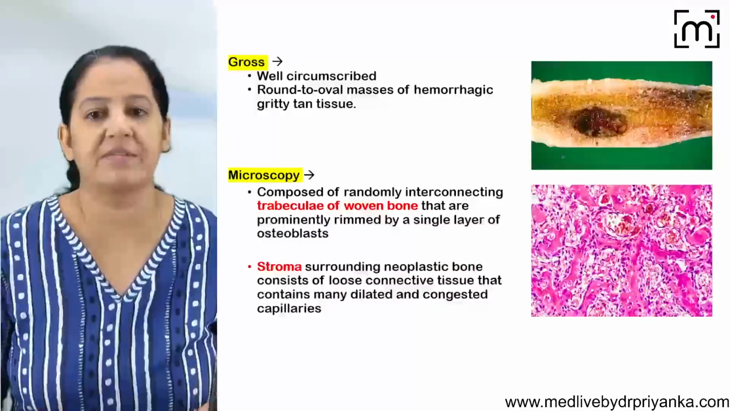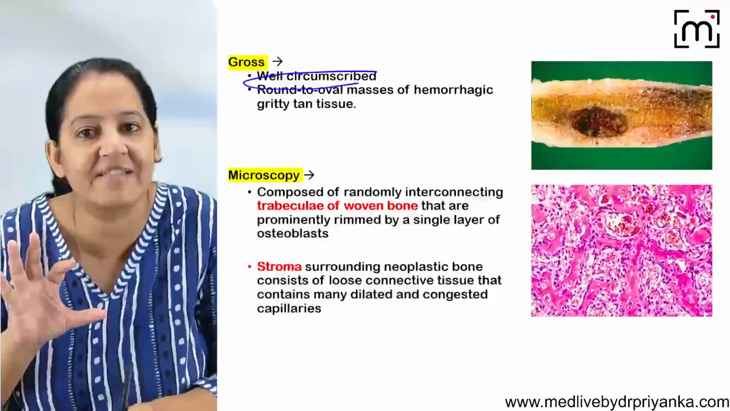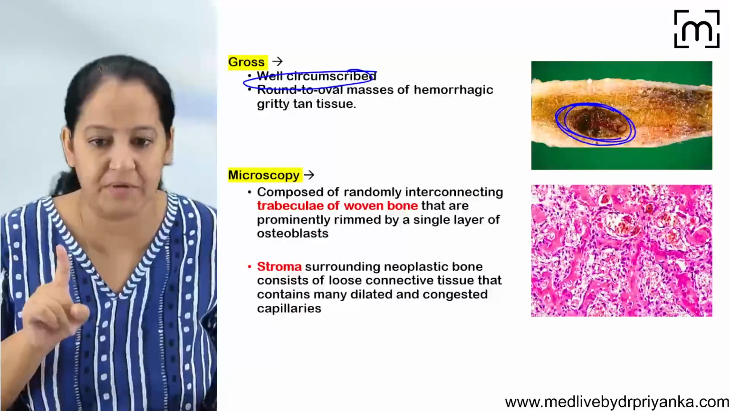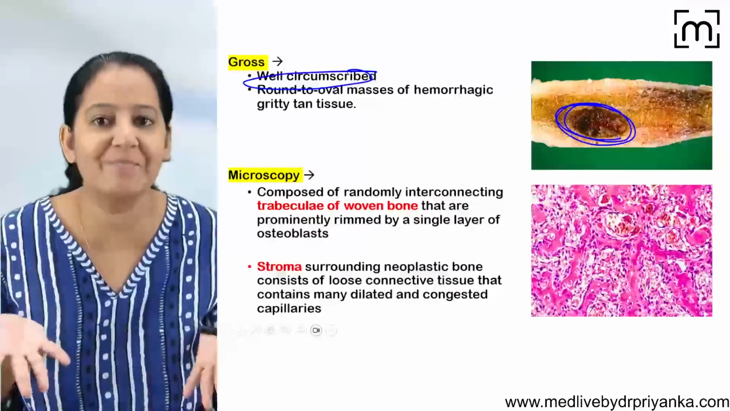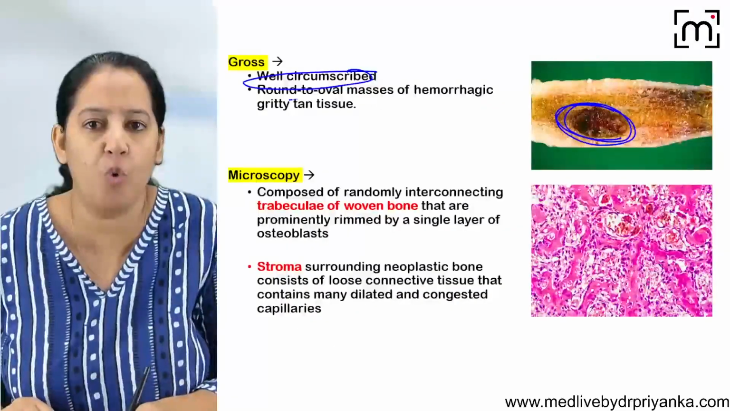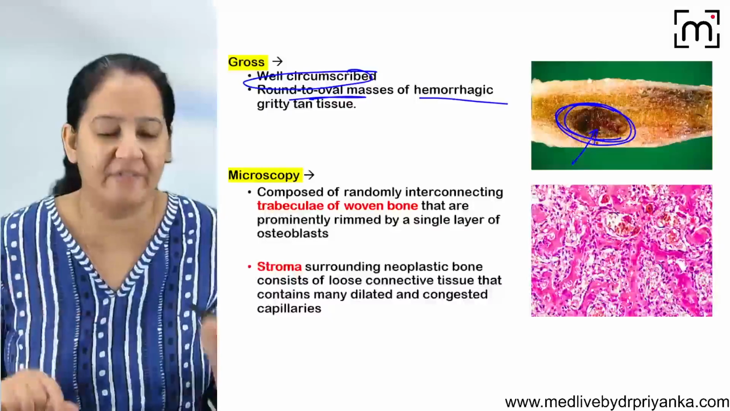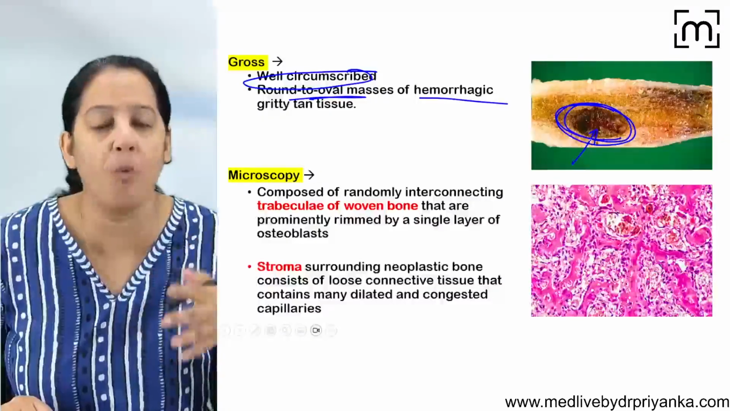Coming to the gross appearance of this tumor. Grossly, it is very well circumscribed. Can you make out the borders? I can make out the boundaries of the tumor. It's well circumscribed since it's benign, not malignant. It is round to oval in shape, and it is hemorrhagic, gritty tan. If you feel it, it's gritty in nature because it is a bone forming tumor.